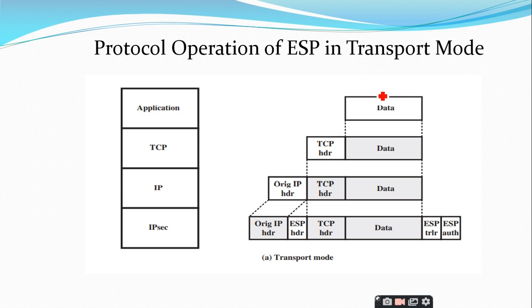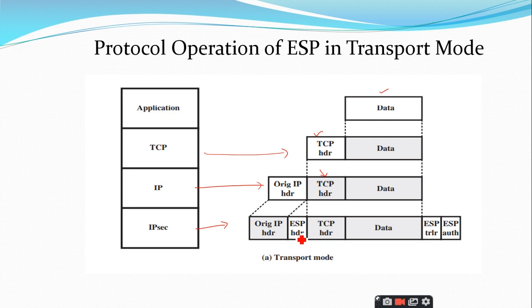I have explained this in the starting of the discussion itself. In the application we have data, and at the TCP layer the data will be processed and additional information in the form of a TCP header is added. At the IP layer, the entire TCP segment, that is TCP header plus data, is added, it is processed, and the original IP header is added.